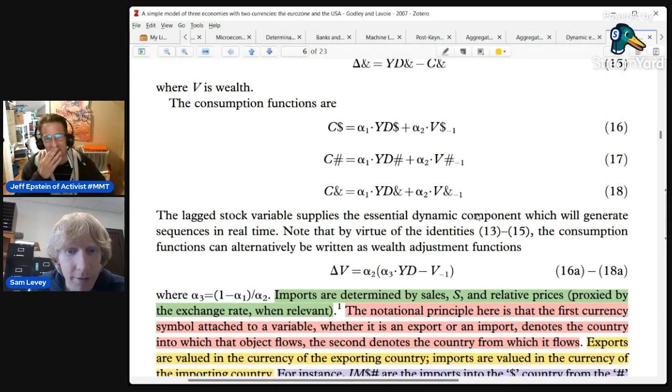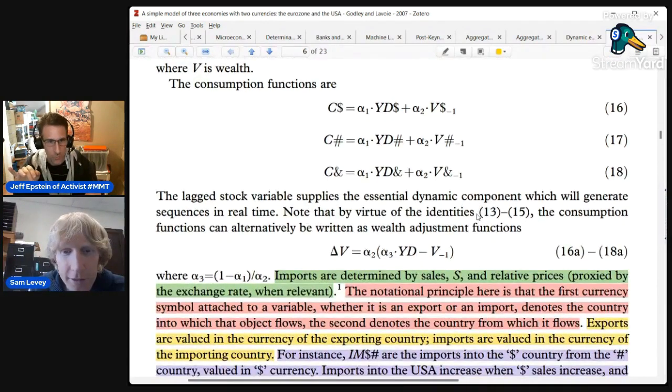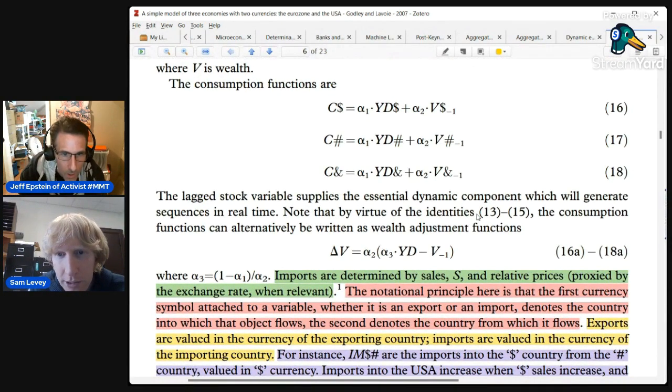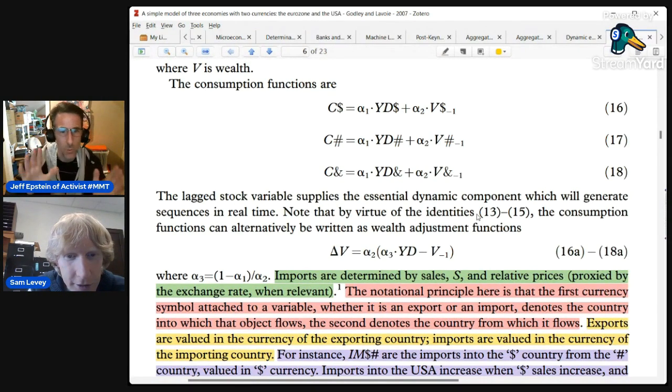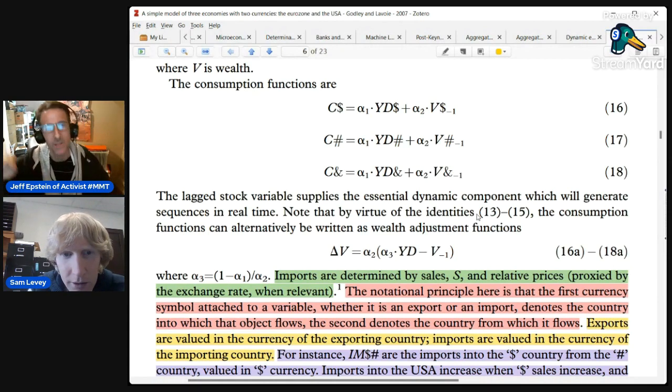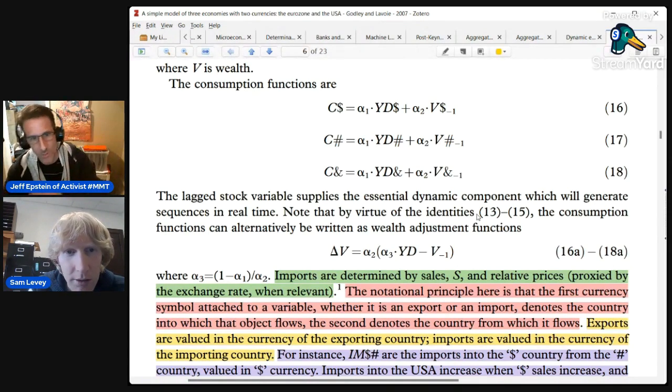So 16. Okay, so now A3 is another propensity to consume, which is equal to 1 over the wealth version times 1 over alpha 2, 1 over alpha 2 times 1 over alpha 2 minus alpha 1 over alpha 2. All right, so I'm not going to tell you anything very meaningful yet, but I got that.